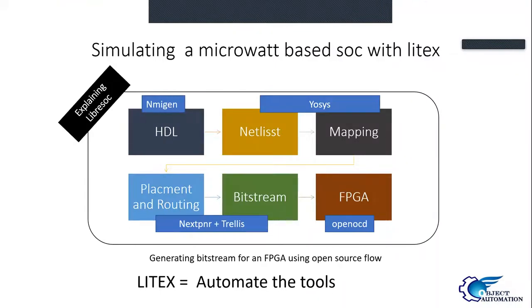This is the flowchart of LibSoC. I'll not dig deep. Basically, LibSoC uses everything that is open source. So it uses nMigen and Migen for the HDL language. In electronics, to write code, we write in VHDL and Verilog. But LibSoC uses a thing called Migen or nMigen, which is Python based. Basically, it converts your Python code into an HDL language. And then other tools like Yosys, nextpnr, and others are open source tools to do mapping, placement, routing, generating the bitstream, and finally putting it in the FPGAs.